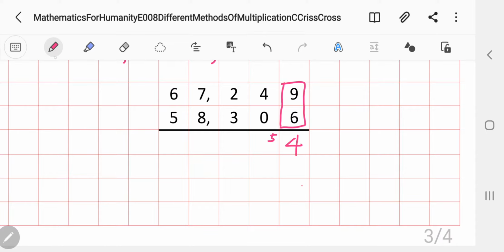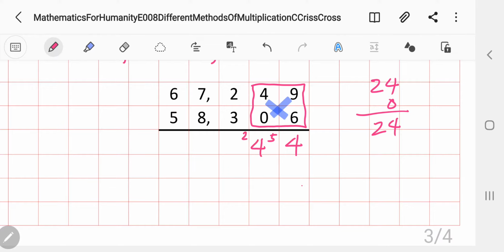And then I erase this, and then I enclose 2 columns of numbers. Then I crisscross. 4 times 6 would be 24, and then 0 times 9 would be 0. So this is 24. 24 plus 0 is 24. So I will write 4 here and then 2 here.